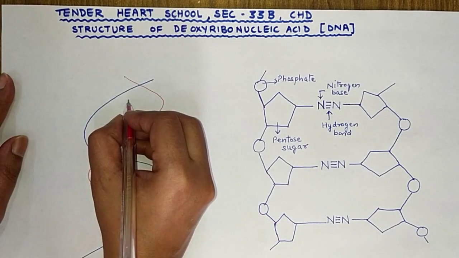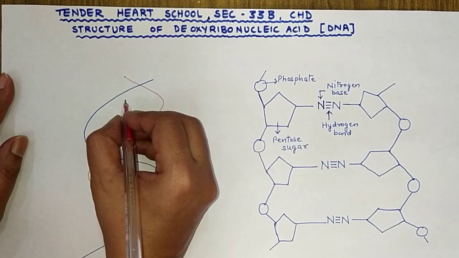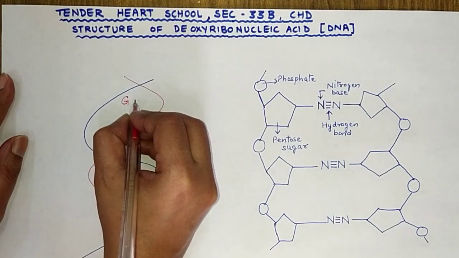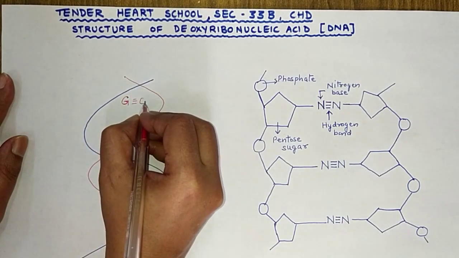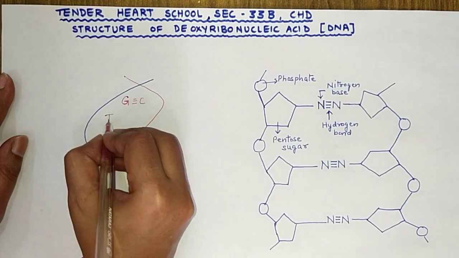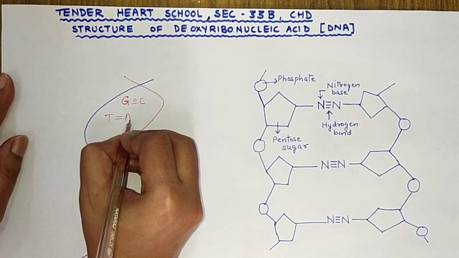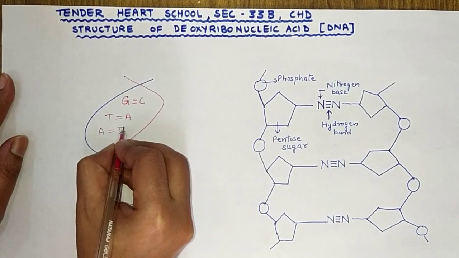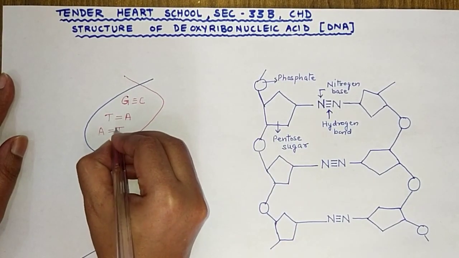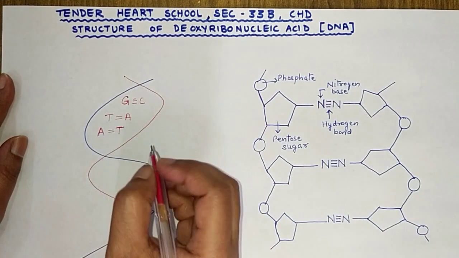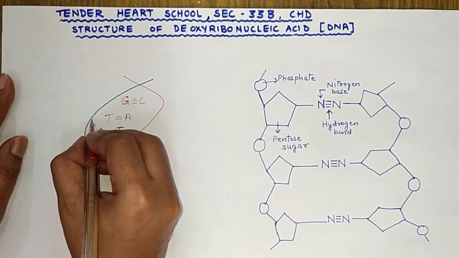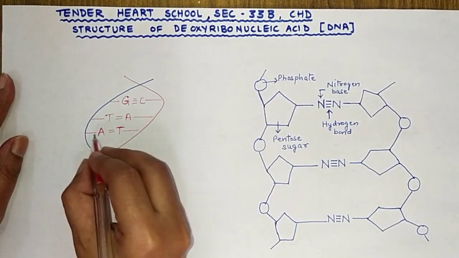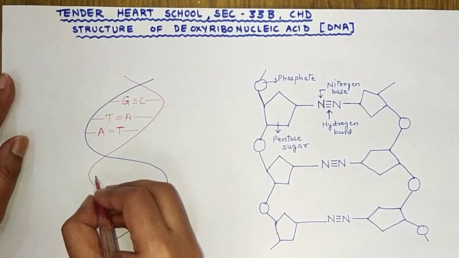So we can write four kinds of nitrogen bases I told you: cytosine, guanine, adenine and thymine. So guanine makes pair with cytosine, and thymine makes pair with adenine. Adenine will make pair with thymine. Wherever thymine is there, adenine will be there along with it. So this way you can show the nitrogen bases which are joining the two strands of DNA.